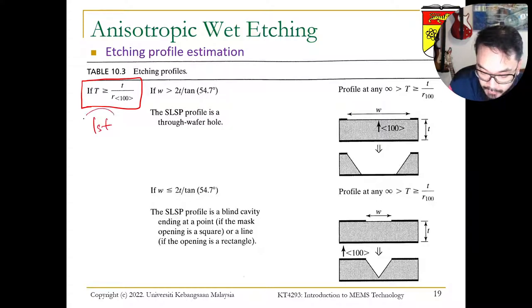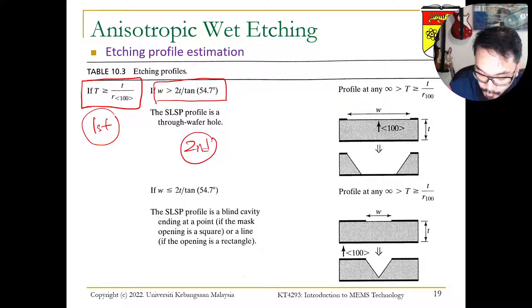So if we evaluate this and the answer is yes, this condition is satisfied, then we move to the second evaluation. The second evaluation is to evaluate this equation here. Is W, the side length, the side opening of the window, bigger than 2t over tan 54.7? Tangent 54.7 degrees. So 2t is 2 times the thickness, over tangent 54.7.